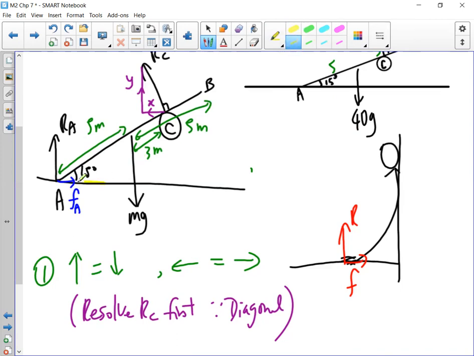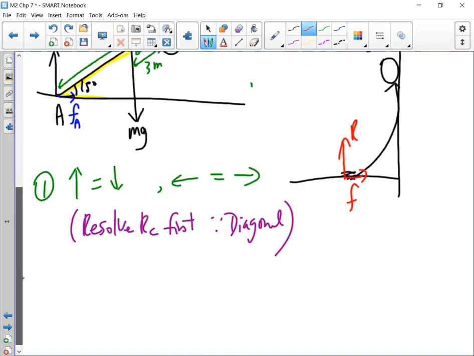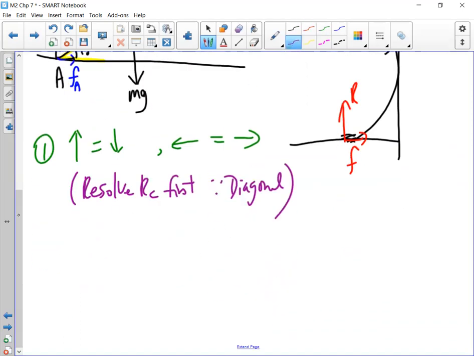Right. So if you think about parallel lines, then you will notice this angle here is 15 degrees because of a set angle. So therefore, the angle that we need in here is 75 degrees. So we can draw the triangle out. I'm going to draw the RC triangle like this, 75 degrees, with X to the left and Y upwards.